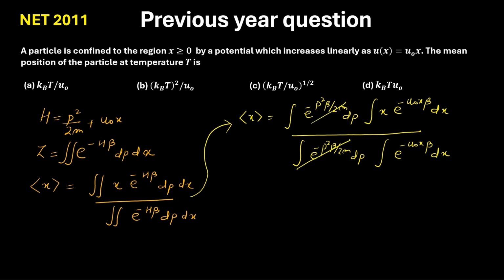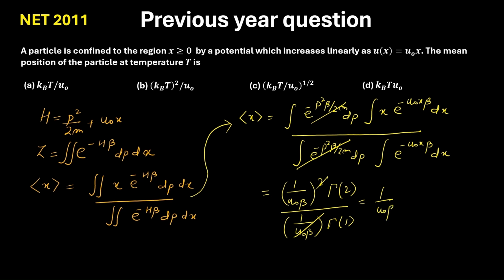So we already know the formula how to evaluate such type of integrals. So I'm writing the answer here. This one will be 1 by u naught beta square into gamma of 2, divided by 1 by u naught beta into gamma function of 1. So this cancels out and we have 1 by u naught beta, and this is kBT by u naught. So this is the answer. So it matches with option A.